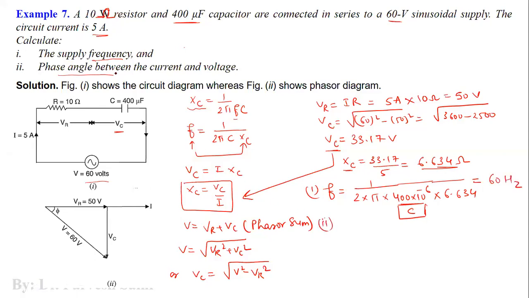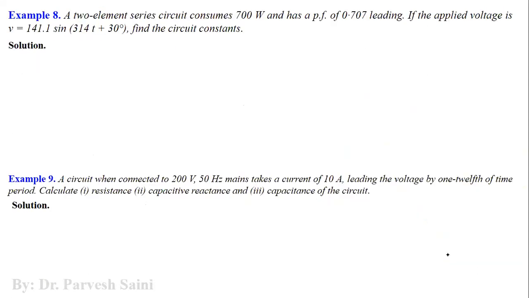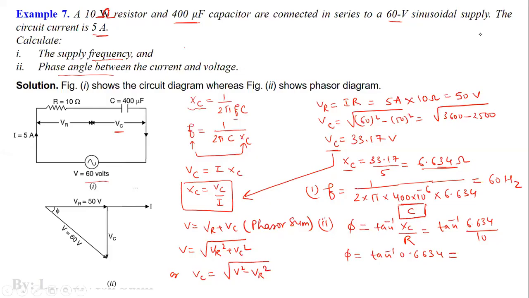Similarly, the second point is the phase angle. The phase angle can be obtained by using the formula tan inverse Xc by R. So phi is equal to tan inverse of 6.634 by 10, which is 0.6634, and this is equal to 33.6 degrees. Because the circuit is a capacitive circuit, it is a leading phase angle. So phi is a leading phase angle in this case. This is how we can solve the RC network and find out the required parameters.